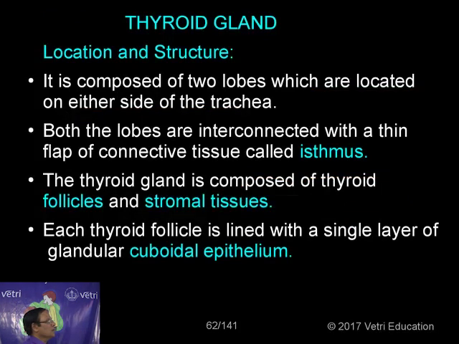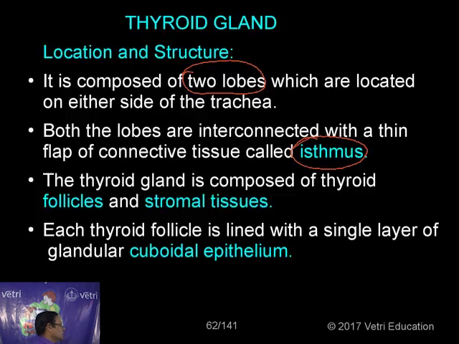Now, the thyroid gland. It is composed of two lobes. Each lobe is made up of lobules, and each lobule is formed of follicles or acini. This is the arrangement: gland, two lobes, lobules, and then follicles or acini. Now, what is the location? It is formed of two lobes, located one on either side of the trachea just below the level of the larynx. The two lobes are normally joined anteriorly by glandular tissue called the isthmus.